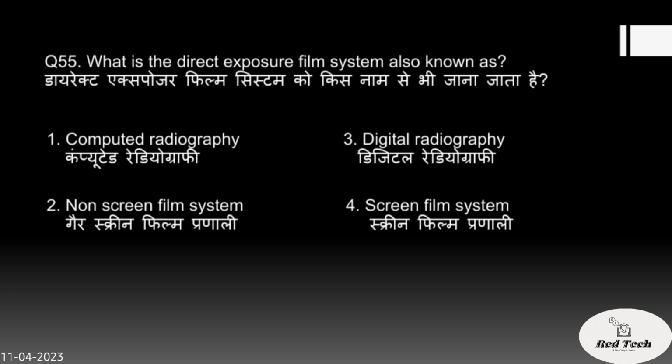Question number 55. What is the direct exposure film system also known as? So what is the name of the direct film system? Options are: computed radiography, second is non-screen film system, third is digital radiography, option 4 is screen film system. So the right answer is option number 2, non-screen film system, which is known as the direct exposure film system.